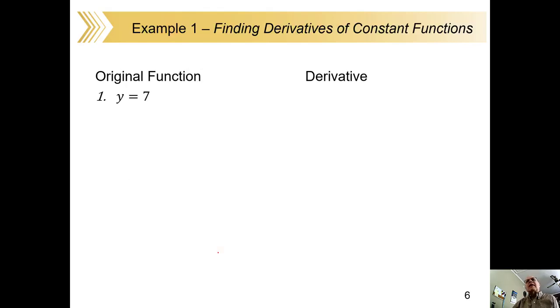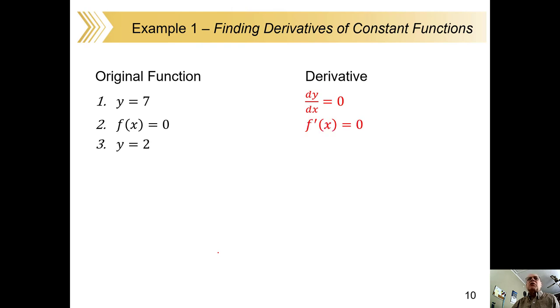Some quick examples to drive this in, because this is important. y equals 7. If that's your original function, derivative, 0. f of x equals 0, which means y equals 0. Derivative, 0. y equals 2, 0. g of t equals negative 3 over 2. That's a constant, 0. Just some different looks from the functions and the derivatives that are derived from those original functions. That's why it's called a derivative.